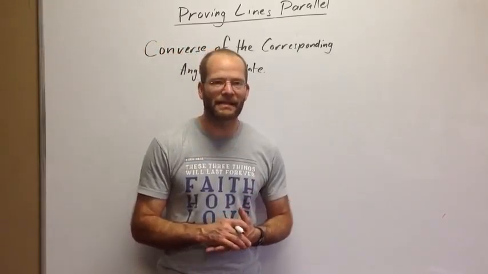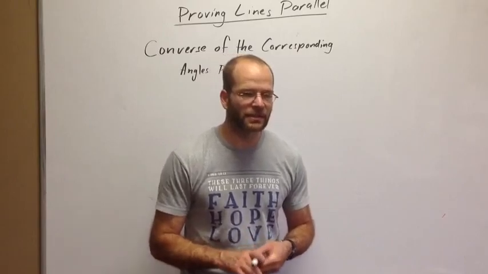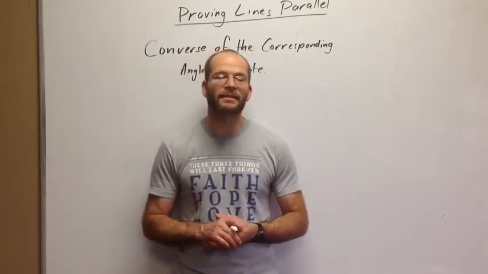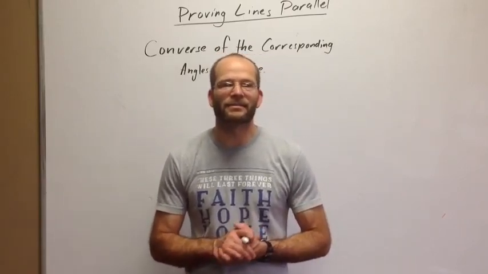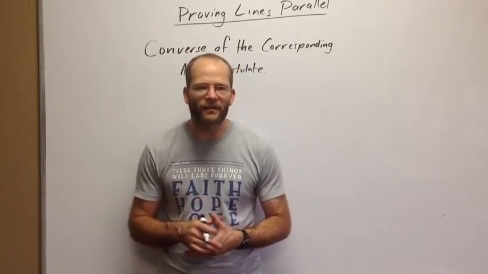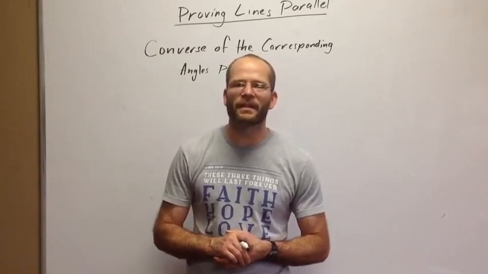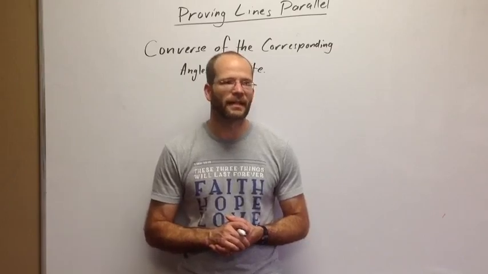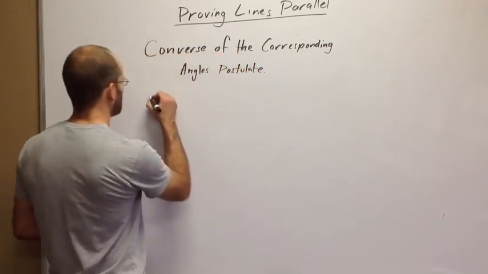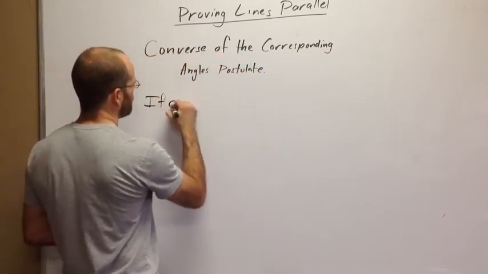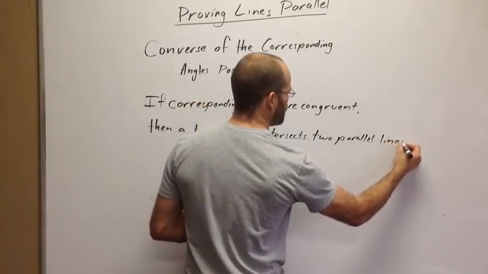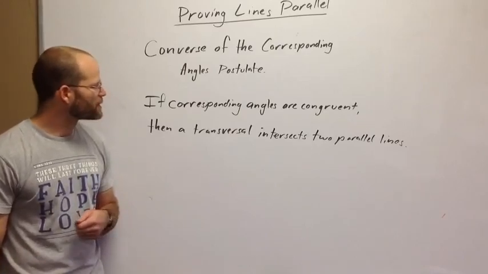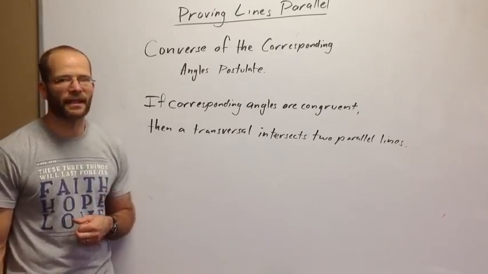I will simply start by stating the corresponding angles postulate. The corresponding angles postulate says, if a transversal intersects two parallel lines, then corresponding angles are congruent. So the converse of that must be, if corresponding angles are congruent, then a transversal intersects two parallel lines. Let me write that down. If corresponding angles are congruent, then a transversal intersects two parallel lines.